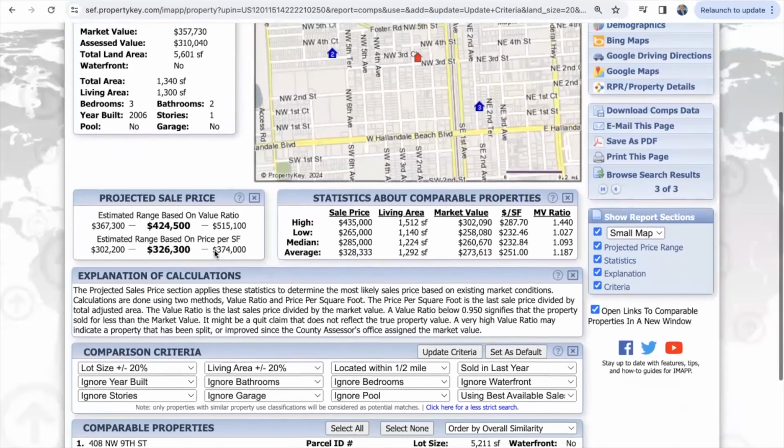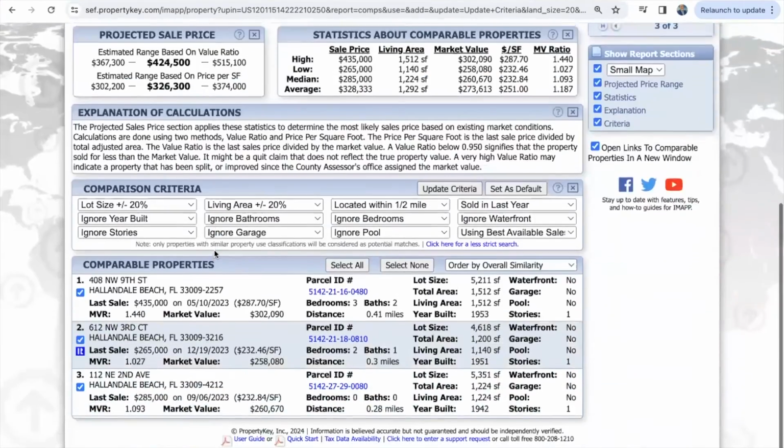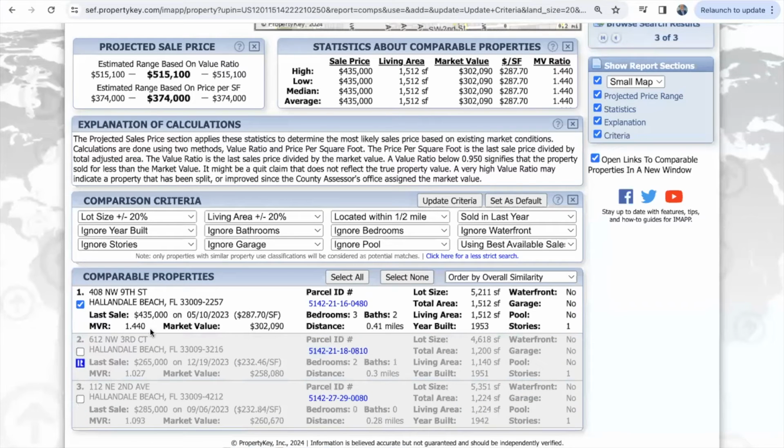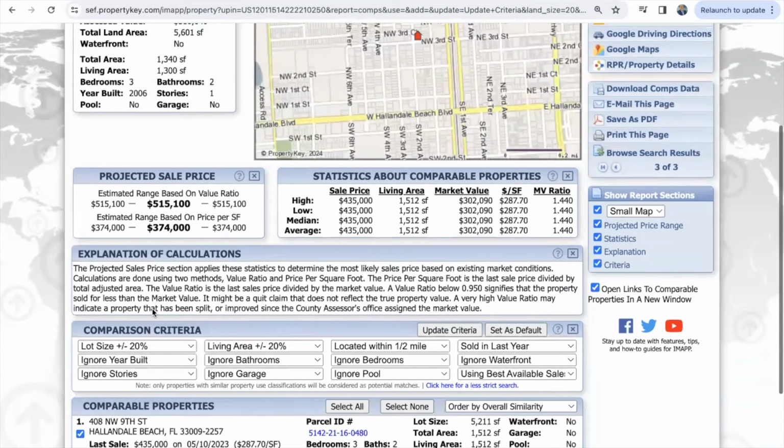Look what IMAP is telling me based on these comps. All right, we have 435, 265, and let's just remove these and stay with this one. IMAP is telling me $374,000. So don't be scared to offer that. They're asking too much. They're asking 430, that's too much.